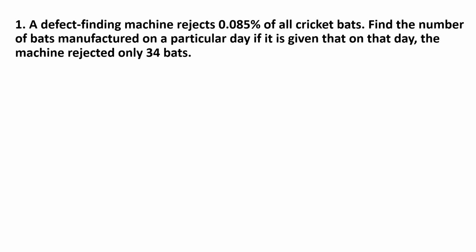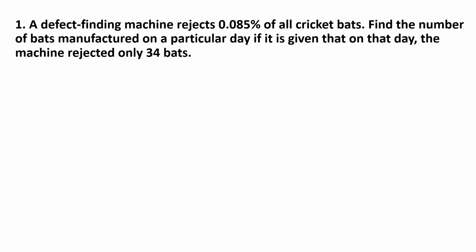A defect finding machine rejects 0.085% of all cricket bats. Find the number of bats manufactured on a particular day, if it is given that on that day the machine rejected only 34 bats. So in this question, the total number of rejected bats is given. What you have to find is the total number of bats manufactured.